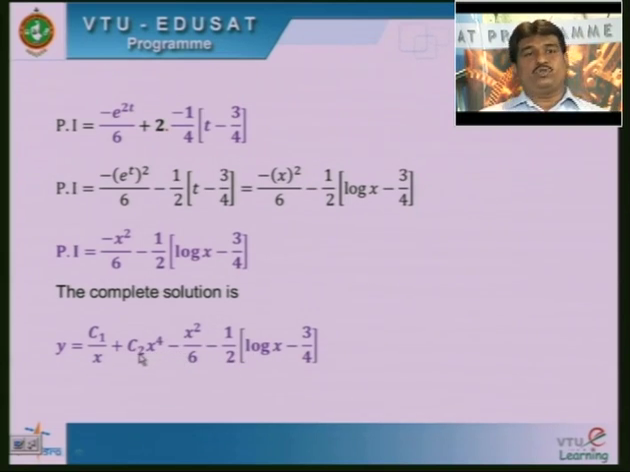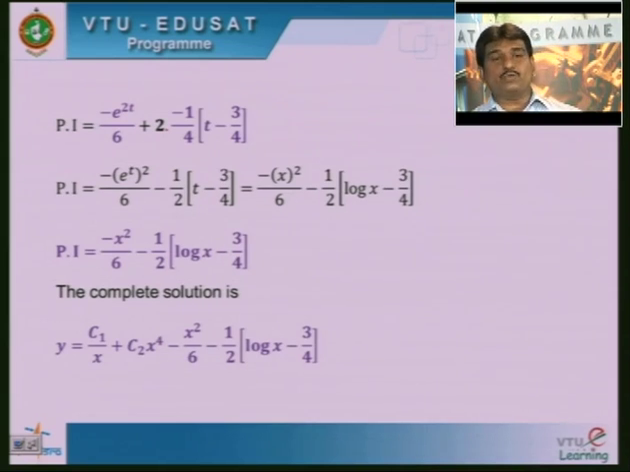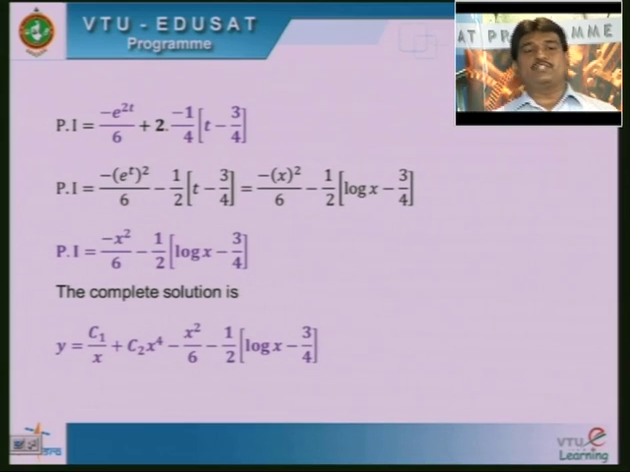Now write e to the power of 2t as e to the power of t the whole squared, minus half into, after simplification you will get it as, t minus 3 by 4, half into t minus 3 by 4. Replace e to the power of t by x and t by log x to get the PI as minus x squared by 6 minus half into log x minus 3 by 4. Therefore, the complete solution of the given differential equation is c1 by x plus c2 x to the power of 4 minus x cubed by 6 minus half of log x minus 3 by 4.